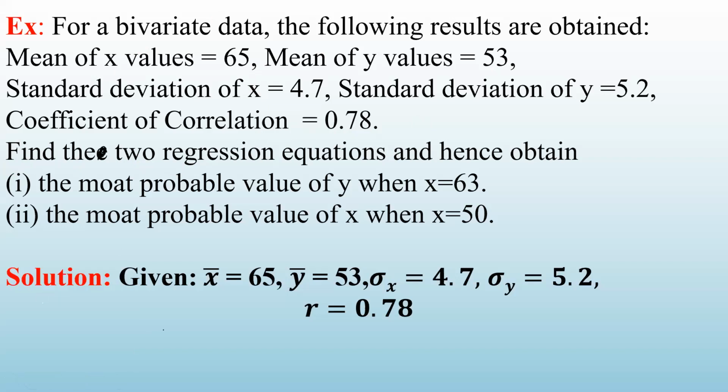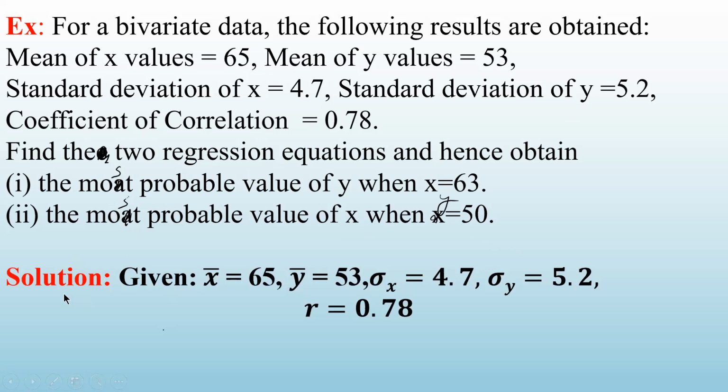Find the two regression equations and hence obtain the most probable value of y when x is 63, and then the most probable value of x when y is 50. So you have to find the value of y when x is 63, and then you have to find the value of x when y is 50.